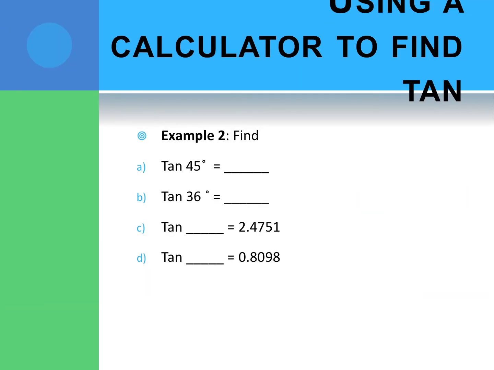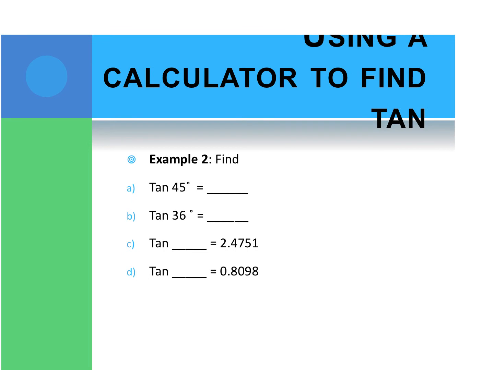Now we're going to practice with our calculator. So we already did tangent of 45 on our calculators. Everybody should have gotten 1. Now everybody, I want you to try to do the tangent of 36. We're going to round to 4 decimal places. You should be getting 0.7265. If you're not getting that, let me know and I will help you.